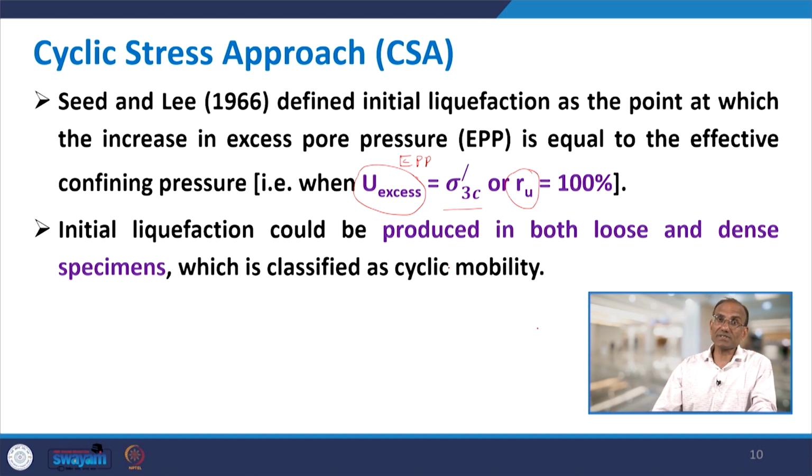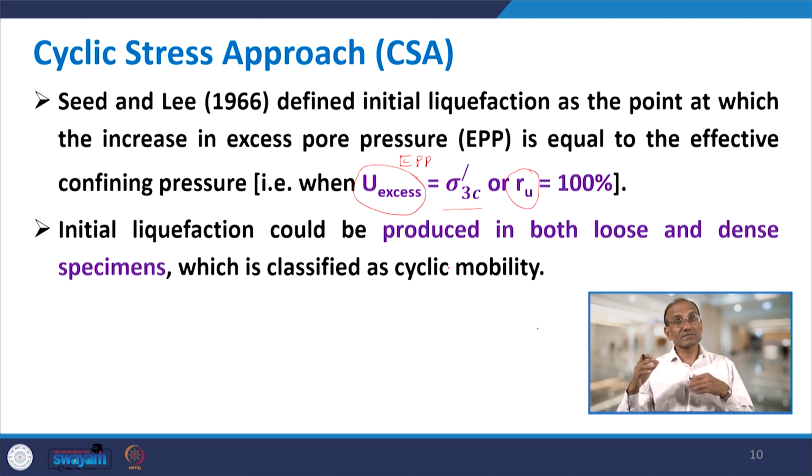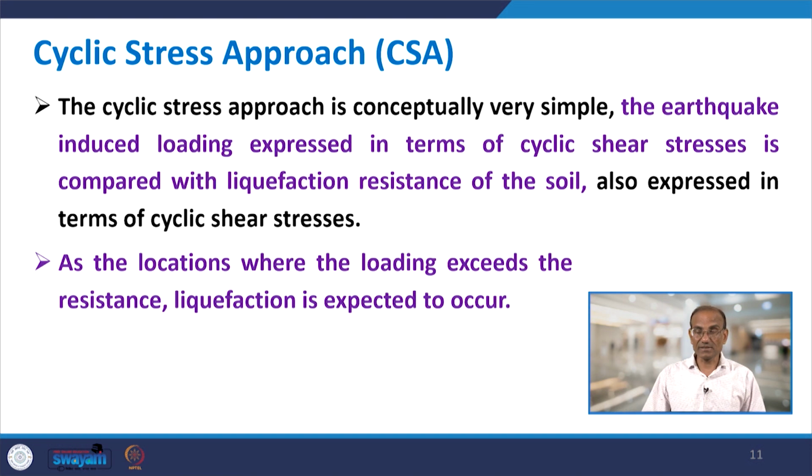So, initial liquefaction could be produced in both loose and dense specimens. For flow liquefaction the condition is that the sample should be loose, but cyclic mobility could occur in the loose sample as well as the dense sample. So, initial liquefaction can occur in both cases, loose as well as dense sample. Only when it will trigger will be different, depending on the relative density.